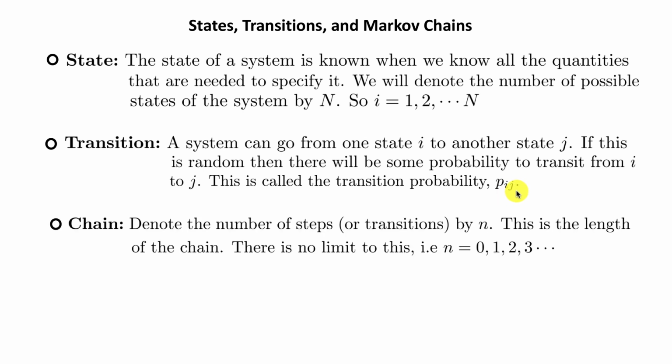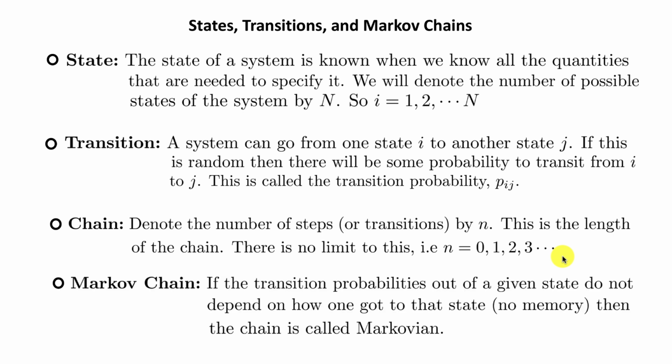Well, you could go from state i to state j to state k to state l. That will constitute a chain of transitions. We'll denote the number of steps or the transitions by the small letter n. This will be the length of the chain. Now, there's no limit to the length of this chain, so n can be 0, which means no step, you're in your original state, or you can take 1 step, 2 steps, any number of steps. These have to be countable, but the concept can be generalized beyond that as well.